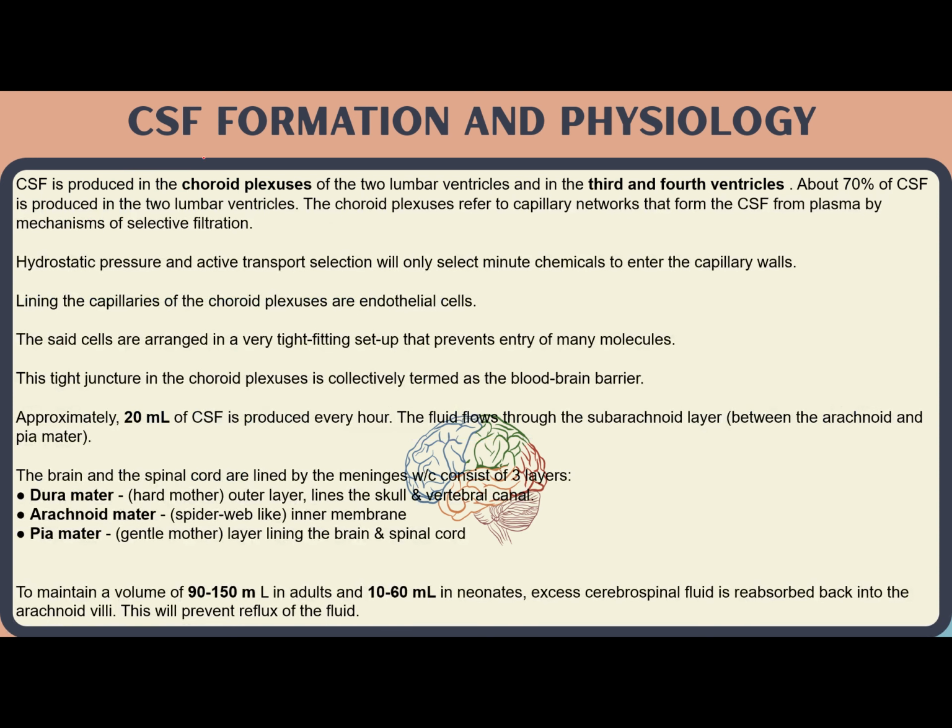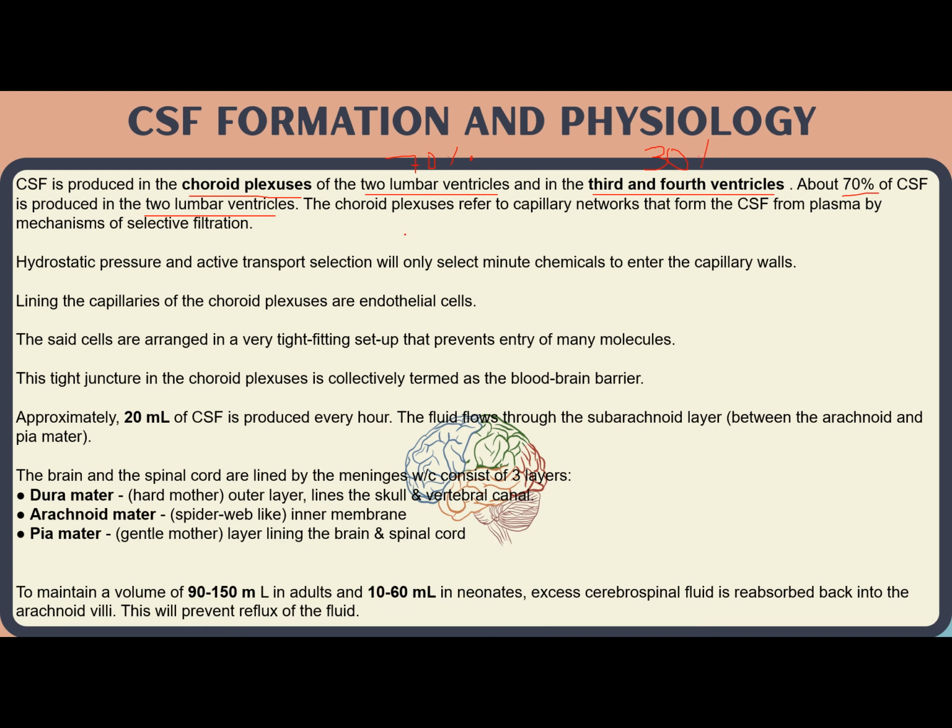Now, take note of the CSF formation and physiology. Remember this, class, CSF is produced in the choroid plexus found in the two lateral ventricles and in the third and fourth ventricle. So again, class, please take note that CSF is produced in the choroid plexus of the two lateral ventricles and the third and fourth ventricles. Now, about 70% of CSF is produced in the two lateral ventricles. So 70%, class, would be from the two lateral ventricles, while the remaining 30% would be from the third and fourth ventricles.